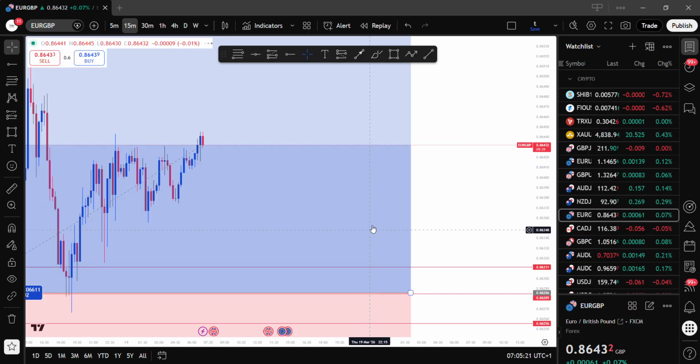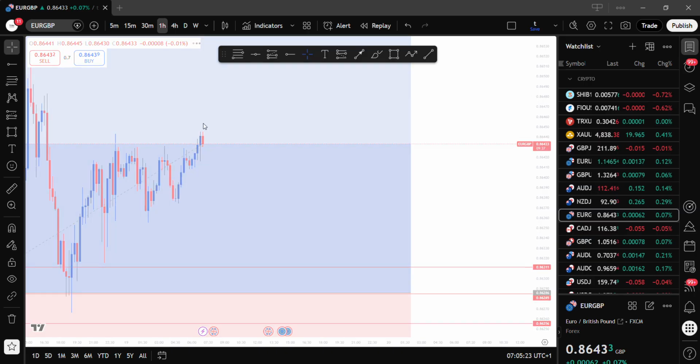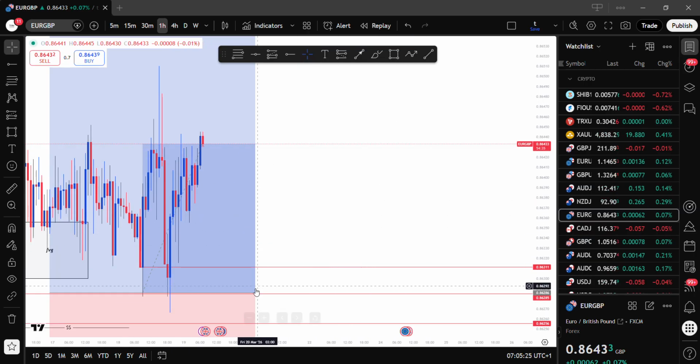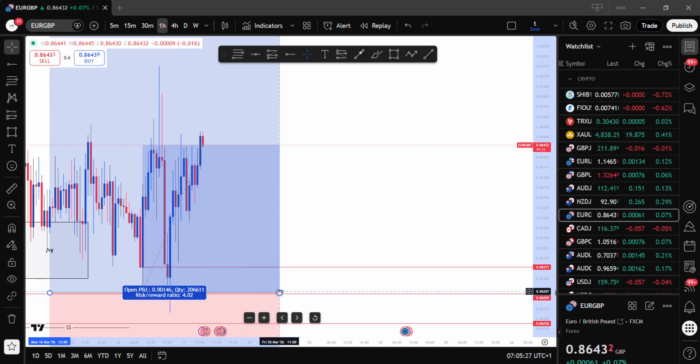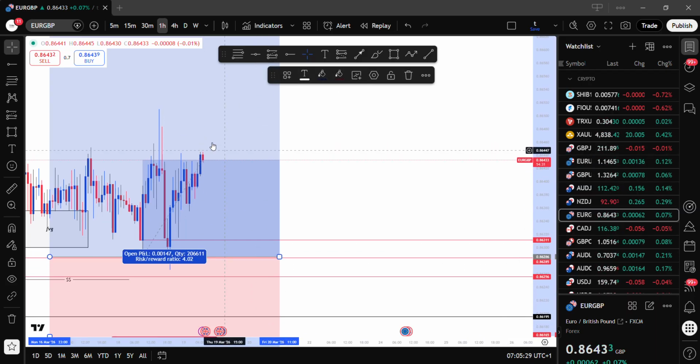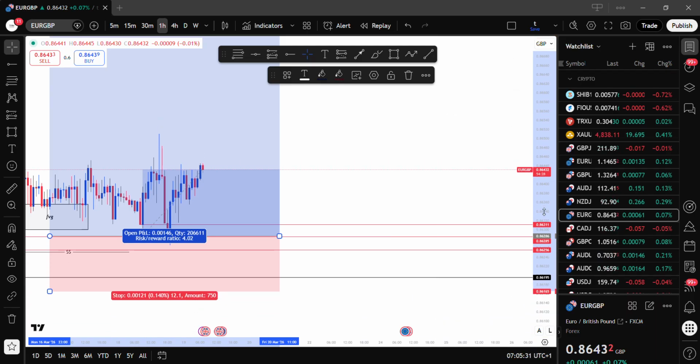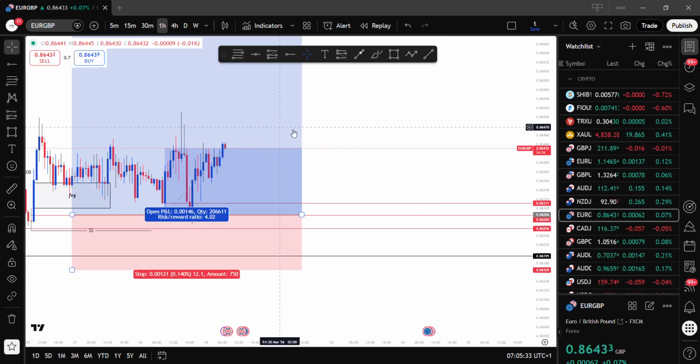On the Euro GBP, remember we are holding a trade on this pair, which took out our break even and it's still going up. The market got to this point of break even, and it came back and took our break even and it's still pumping.